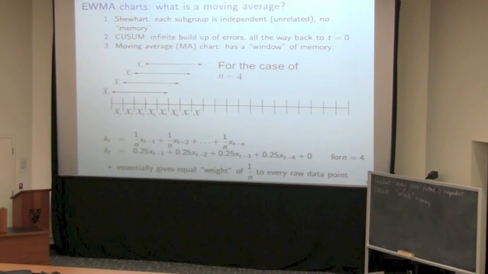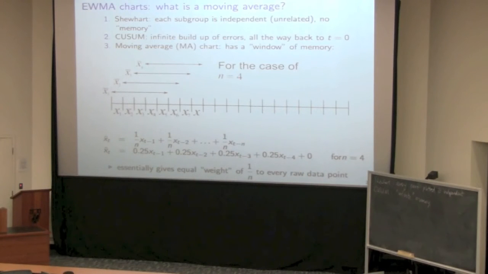So now let's look at a trade-off perhaps. A trade-off is what's called a moving average chart. A moving average chart has a window of memory. So if we take the Shewhart chart idea, but we modify it a little bit. The Shewhart chart says take x1 to x5, the next data point gives x6 to x10. What the moving average chart does is it does a little bit of a smearing of the data. It says take x1 to x5, and then take x2 to x6, x3 to x7, and calculates the moving average over time.